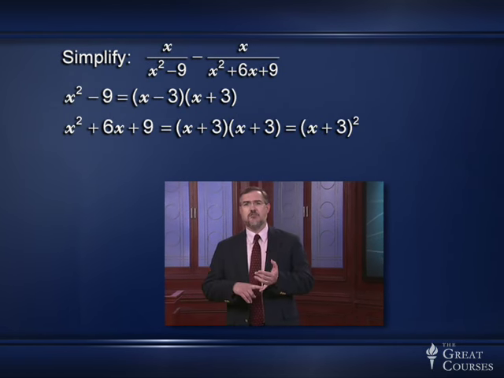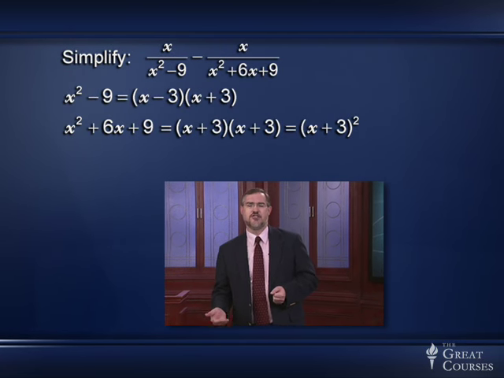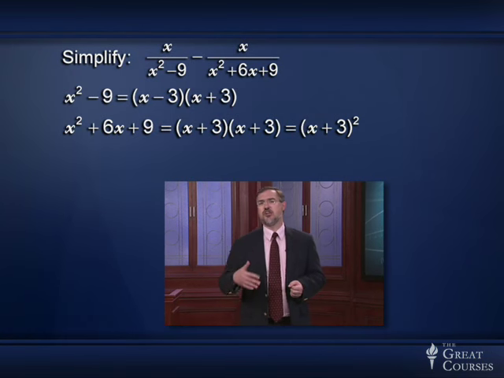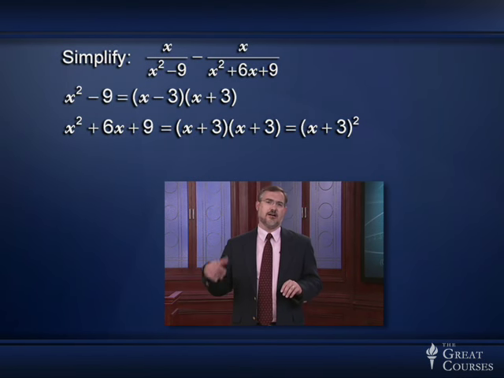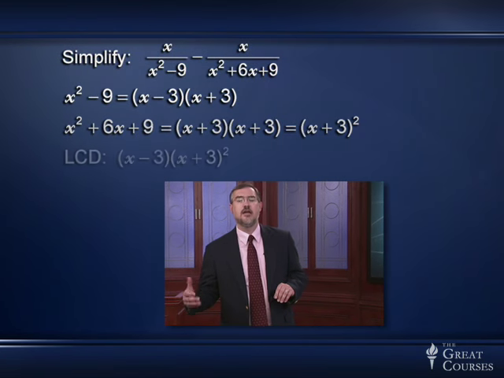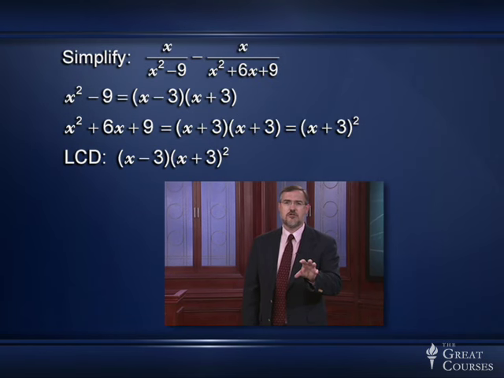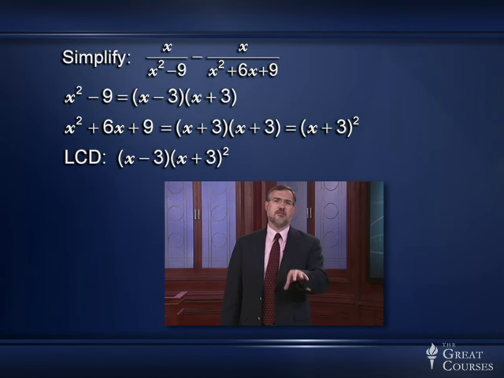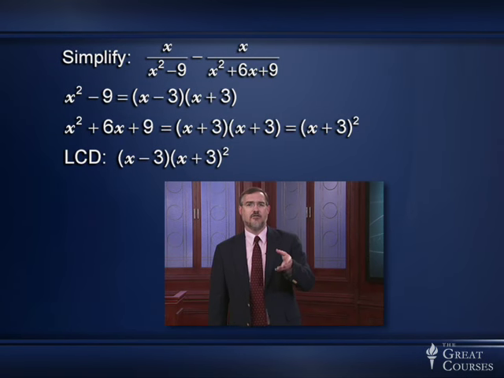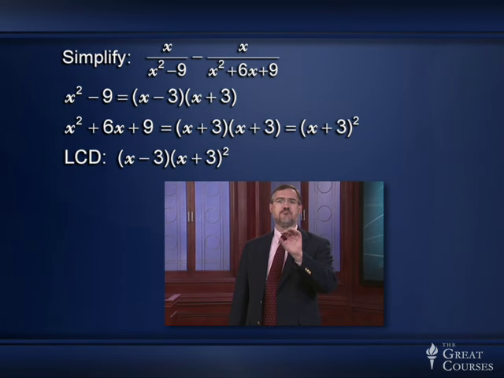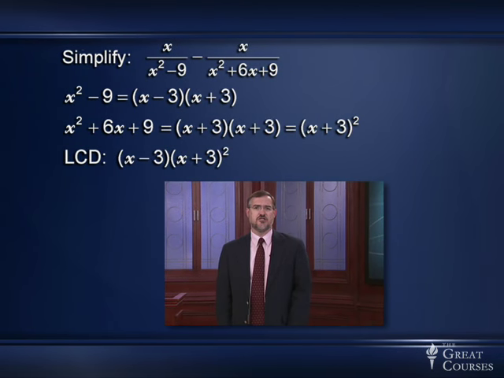Well, I need an x minus 3 times an x plus 3 in one of the denominators, and I have an x plus 3 squared in the other. So I have x minus 3 times x plus 3, and I also have x plus 3 times x plus 3. That means my least common denominator is going to be an x minus 3 times x plus 3 squared. So that's going to be the denominator now that I need to put into both of these pieces of this difference.